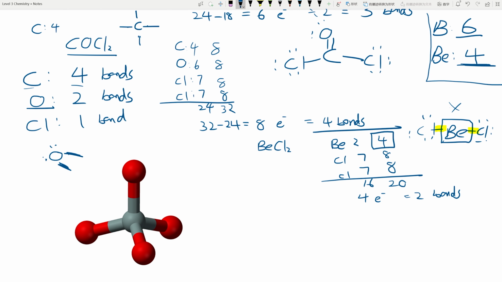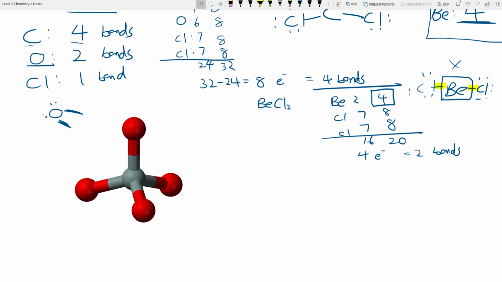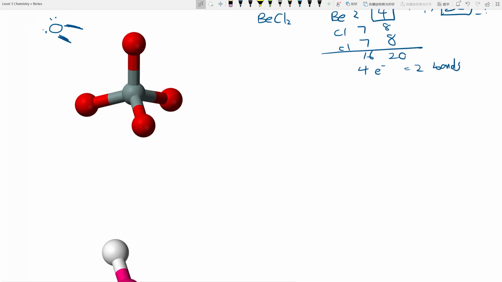So boron is the same thing, start with 6, but that's the year 12 Lewis diagrams. Okay, now really quickly with the shapes. To do the shapes, now these are some 3D diagrams.